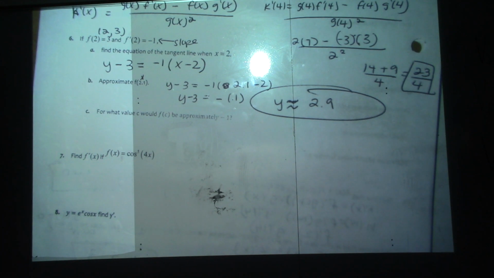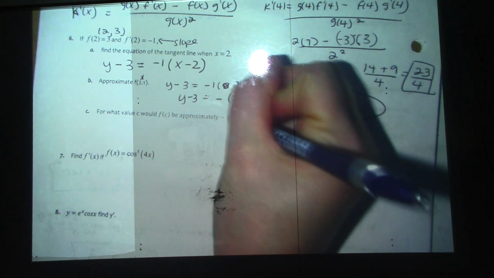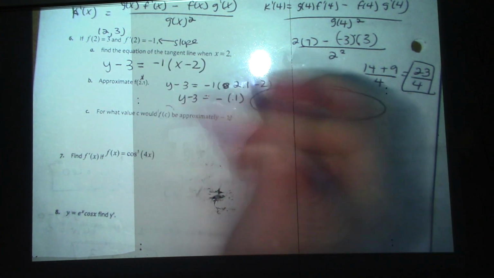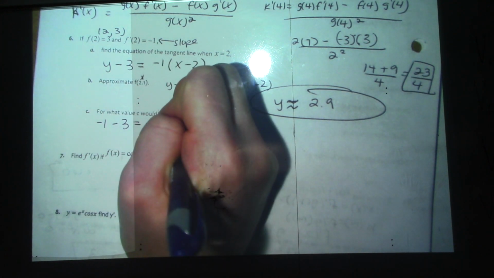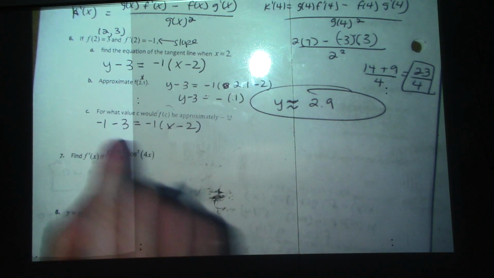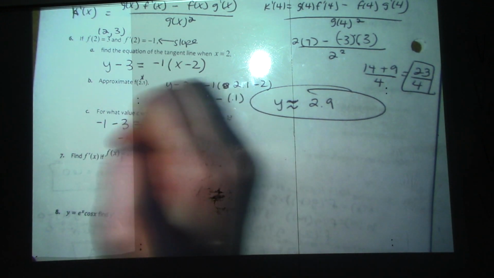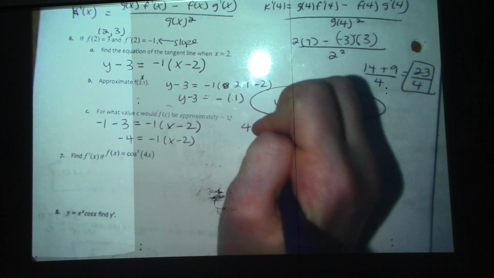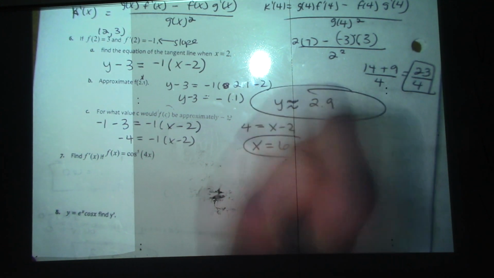For what value would f of c be approximately negative 1? So I'm looking for the x value now, and I'm saying this value would be approximately negative 1. So that's saying negative 1 minus 3 is negative 1, x minus 2. And then now this is negative 4 equals negative 1, x minus 2. So 4 equals x minus 2, add over, and that gives me x is 6.